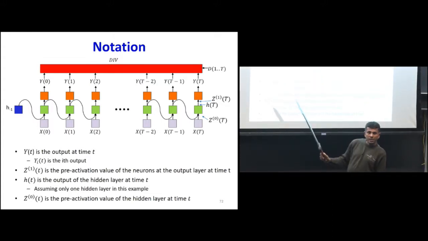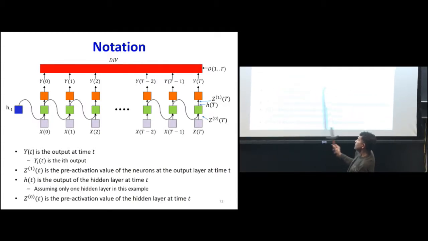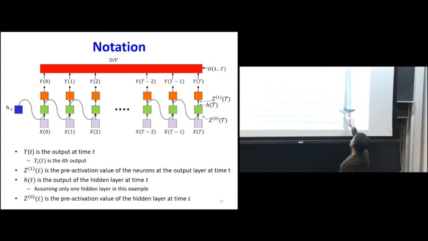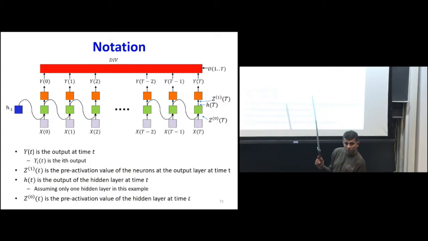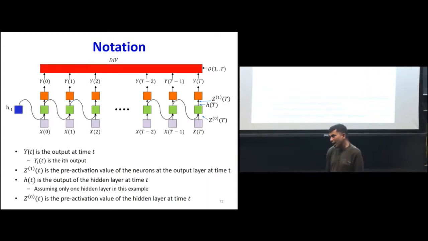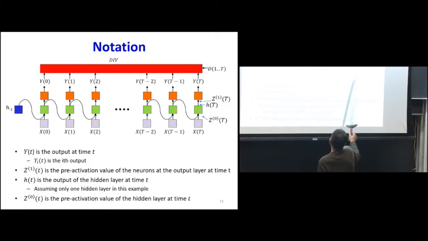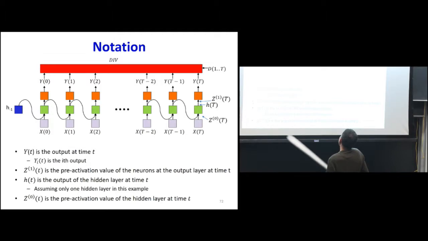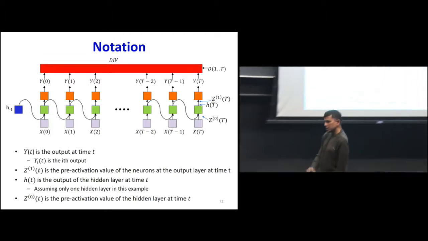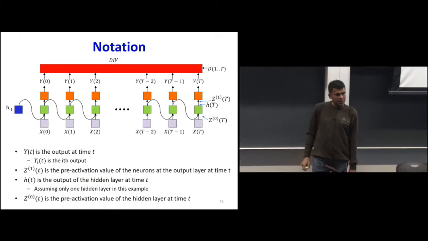Now, here again is the network with all the variables specified. The inputs are x's. The hidden values are h of t. z1 of t is the affine input to the output activation. I'm assuming there's just one hidden layer. z0 is the affine input to the hidden activation. And these weights over here, this weight, I'll call this W, whatever the weight is, we'll just come up with a notation as we write this down.